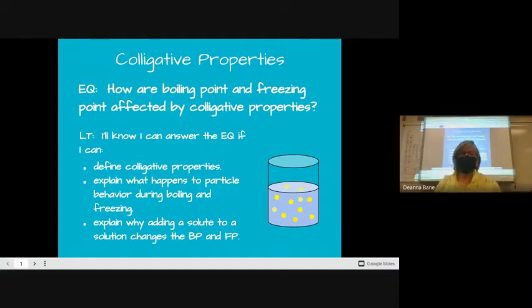Okay, so today we're talking about colligative properties. And here in Minnesota, we're familiar with colligative properties. You just may not have heard them called that before.